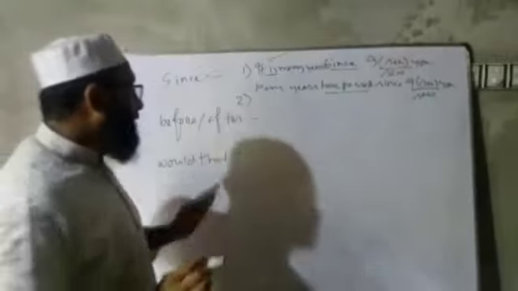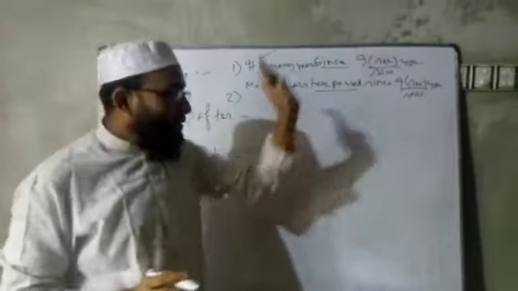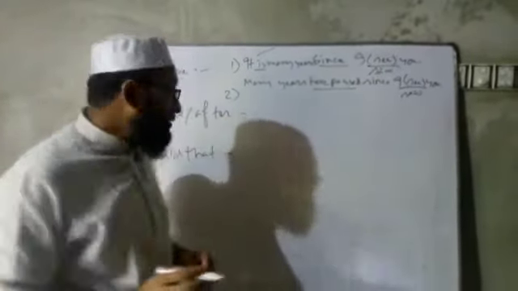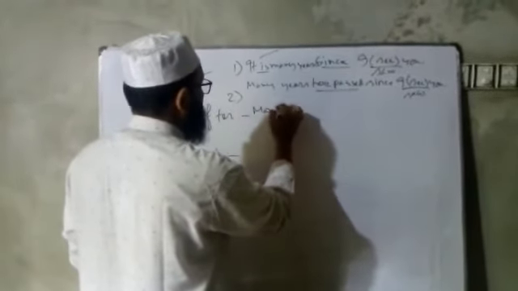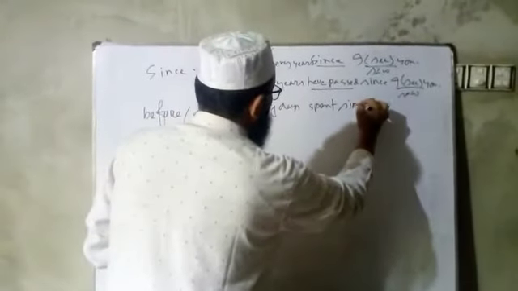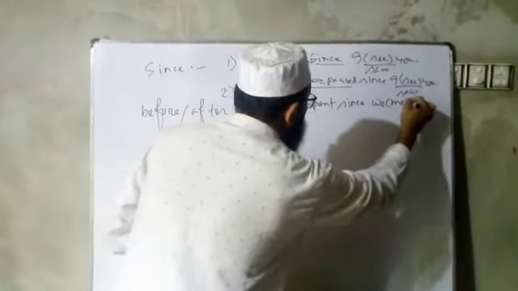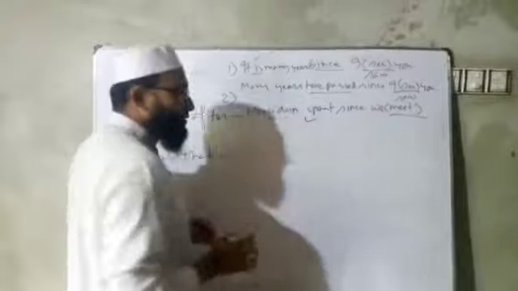The next rule is if the verb before since is in past tense, then the next verb will be in past perfect. For example, many days spent since we meet. So meet will be in past perfect as spent is in past indefinite. So the next will be in past perfect: we had met. Got the point? It is done. So this is the rule of since.